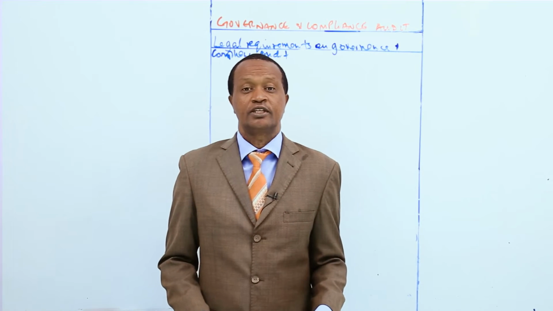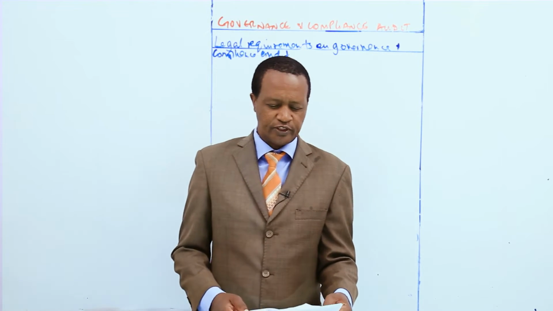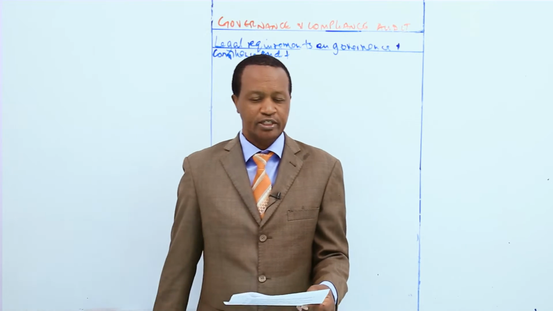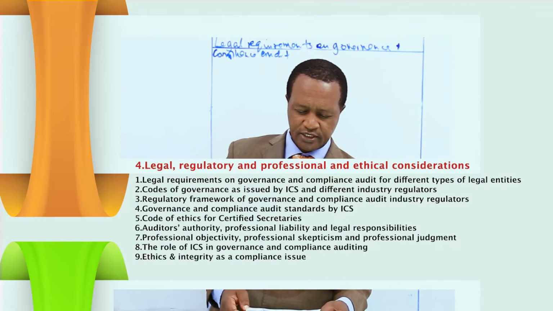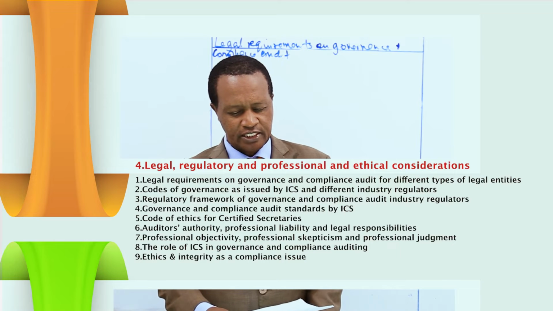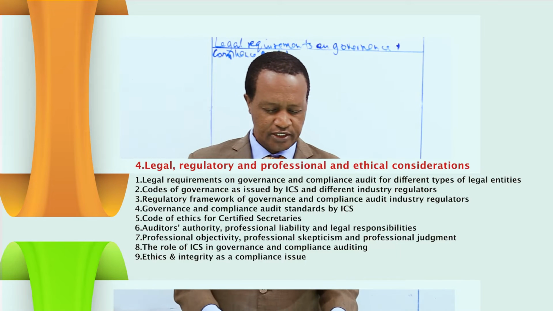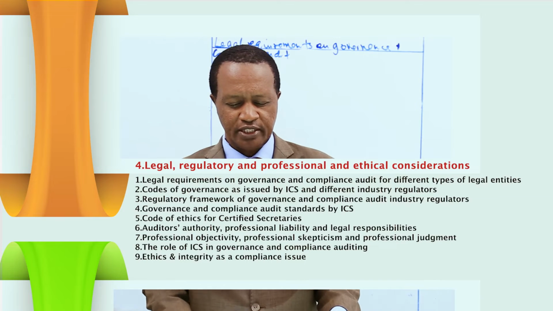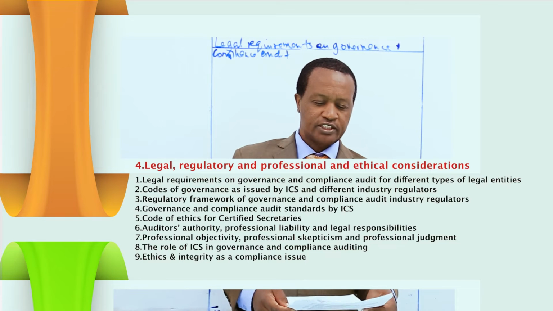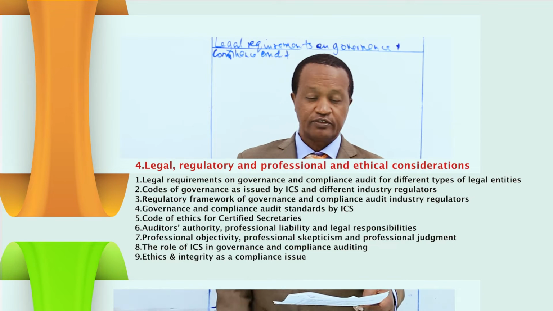We are studying the subject Governance and Compliance Audit. We are moving to the fourth chapter, which is Legal, Regulatory and Professional and Ethical Considerations. This chapter has 9 subtopics, namely: 1. Legal requirements on governance and compliance audit for different types of legal entities. 2. Codes of governance as issued by different industry regulators. 3. Regulatory framework of governance and compliance audit industry regulators. 4. Governance and compliance audit standards by the Institute of Certified Secretaries. 5. Code of ethics for certified secretaries.